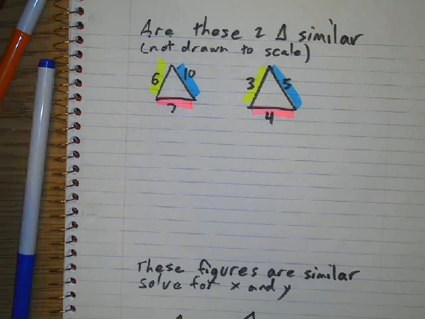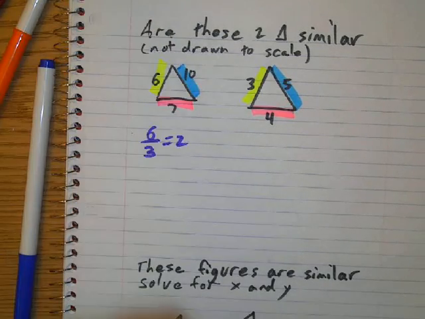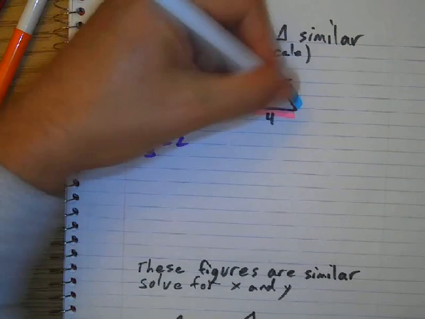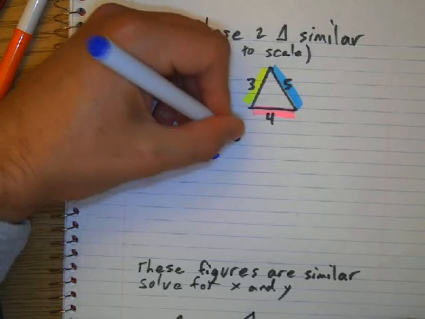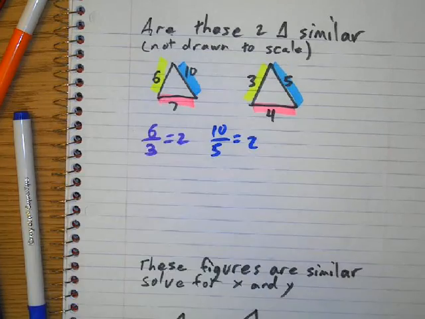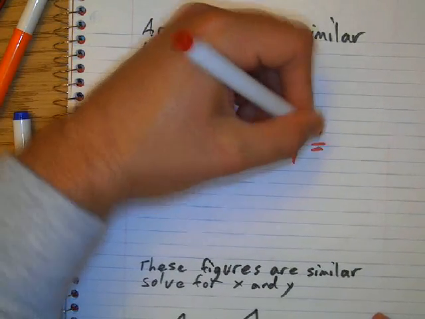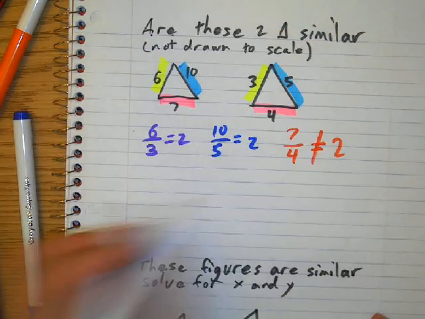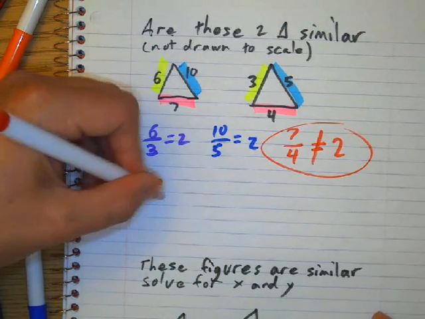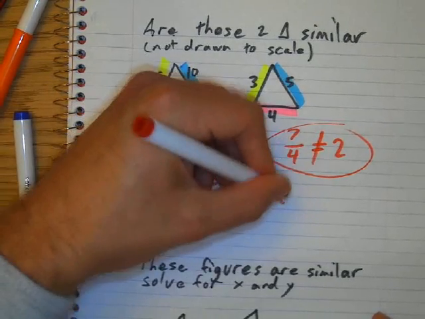So if I set up the ratios, we've got 6 over 3, you know that's equal to 2. We've got 10 over 5, we know that's equal to 2 if I simplify it. But if I look at 7 over 4, that is not equal to 2. Therefore, they are not similar. Okay, let's do the next one.